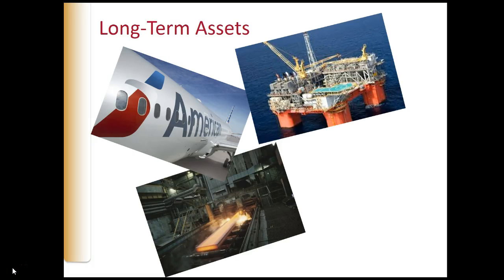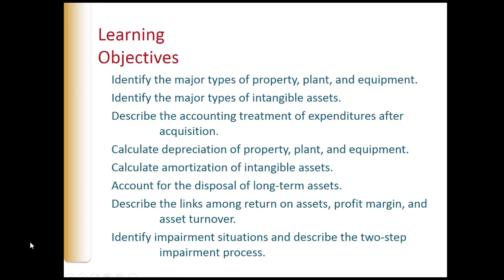Welcome to the chapter on long-term assets. The objectives we're going to cover in this chapter involve identifying the major types of property, plant, and equipment, identifying the major types of intangible assets, talking about the accounting treatment of expenditures after acquisition. Then we'll calculate the depreciation of property, plant, and equipment and calculate the amortization of intangible assets.